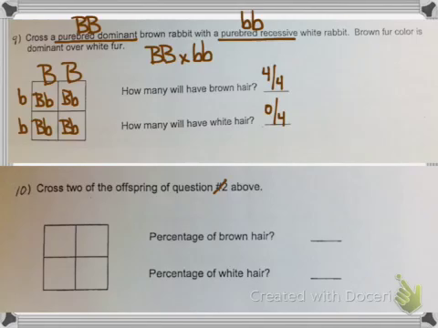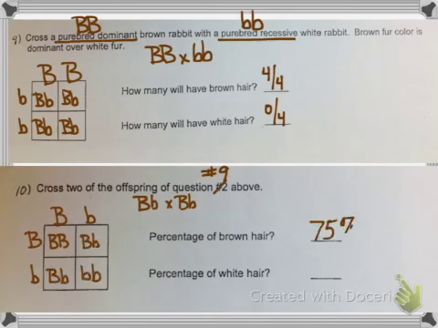So then in your homework, and I apologize, number 10 says to cross 2 of the offspring from question 2 above. This is an old worksheet, and I just forgot to change that number. It actually should be from number 9 above. But all we're doing is taking 2 of the offspring and crossing them. And again, this is just like Mendel's pea plant experiment. So if we take 2 hybrids and cross them, we'll end up with a Punnett square looking like that. And the probability of the offspring having brown hair would be 75%, and the probability of having white hair would be 25%.